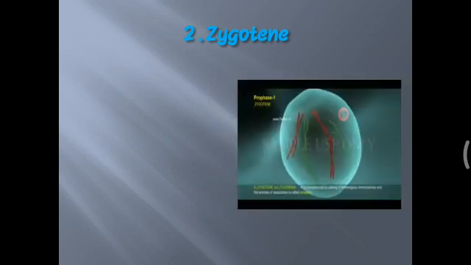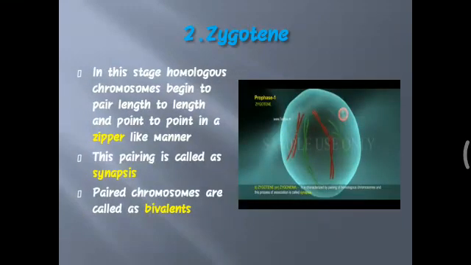Then the second is called zygotene or zygonema. The meaning of zygos is pairing, or simply synapsis. During this stage, homologous chromosomes are attracted towards one another and come to lie side by side along their entire length, and therefore this process is called pairing or synapsis.